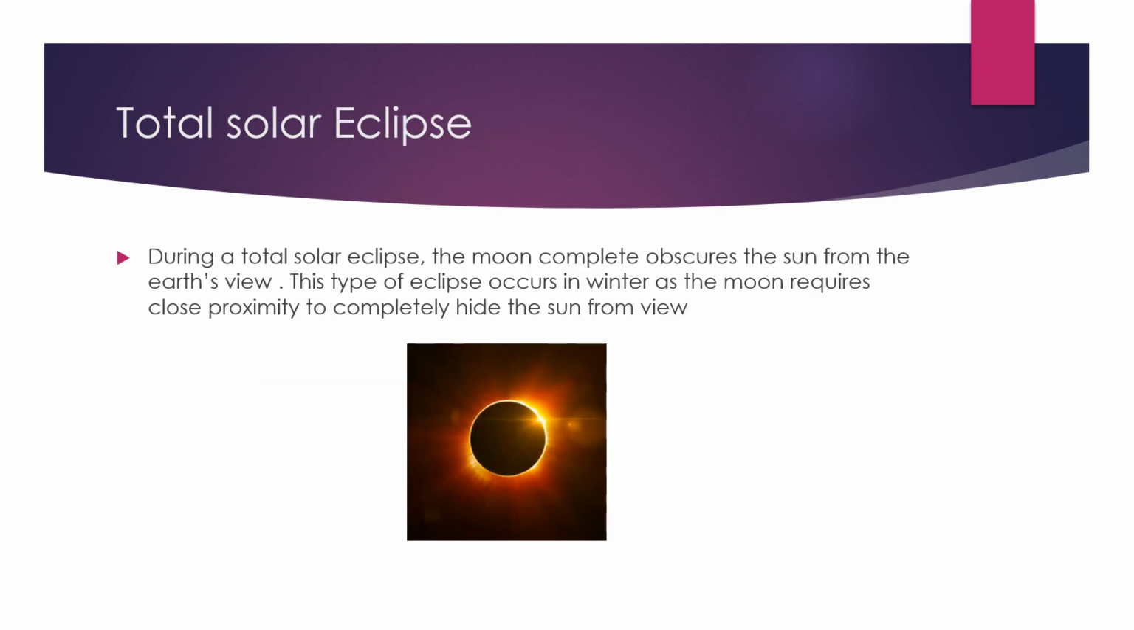Total solar eclipse. During a total solar eclipse, the moon completely obscures the sun from Earth's view. This type of eclipse occurs mostly in winter as the moon requires close proximity to completely hide the sun from view. From the given diagram, we can see the complete solar eclipse or the total solar eclipse.